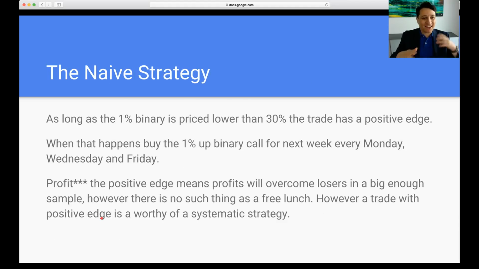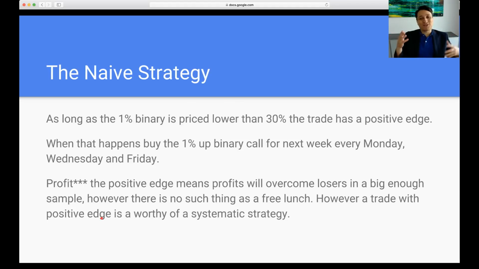So what is the naive strategy? We check the binary every day, for the 1% move, and it should be priced around 30%. The prices of the binary change based on implied volatility. If we find the binary that is actually underpriced, then every Monday, Wednesday, and Friday we act.